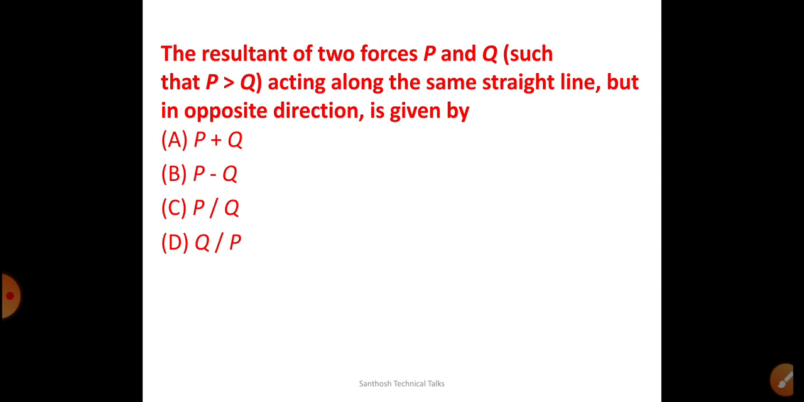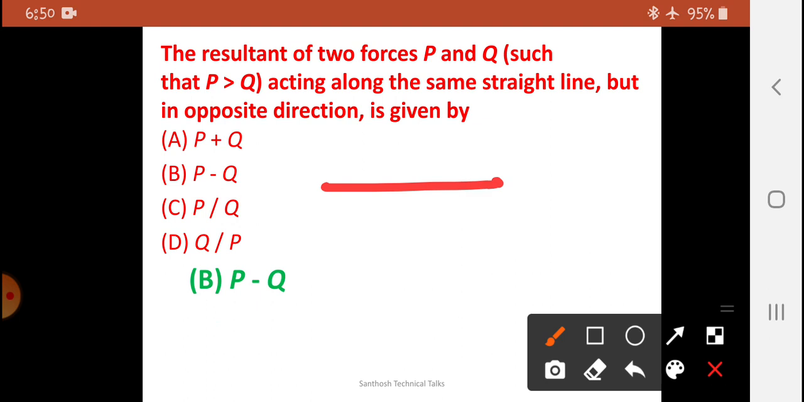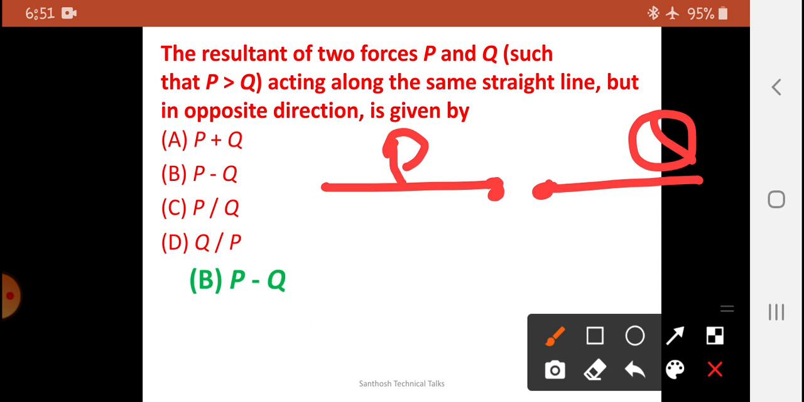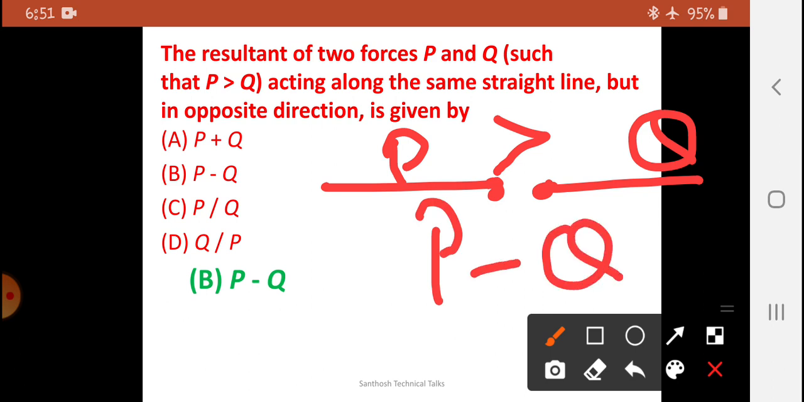Okay, the resultant of two forces P and Q, such that P is greater than Q, acting along the same straight line but in opposite direction, is given by, so it is an opposite direction. So P minus Q is the resultant. So you can easily understand. So this is the P and this is the Q. P is greater than Q. So the resultant is P minus Q.